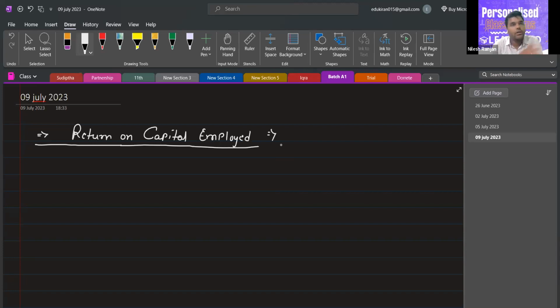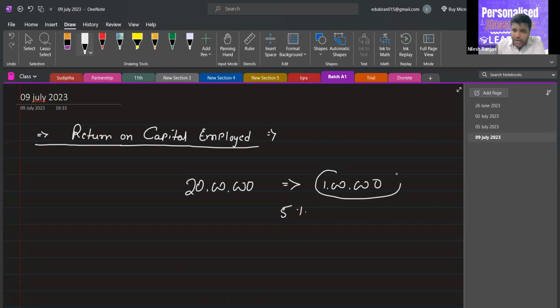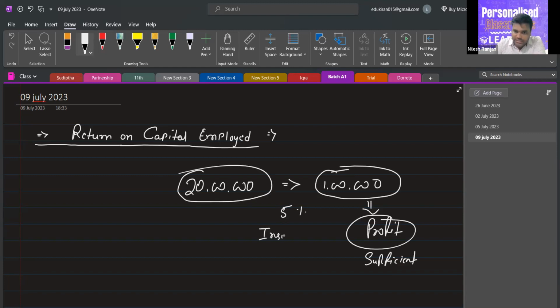Okay. I told you in one of the previous classes that let's say we have invested in business 1 lakh rupees and we are earning 1,000 rupees. So it is very low profit we have. It is insufficient profit. Or we have invested in business 20 lakh rupees and we are earning 1 lakh rupees. So by seeing this 1 lakh rupees in comparison to 20 lakh, it is 5%. But if we talk about only amount, then 1 lakh is a good profit. So by seeing the amount, you can say that it is sufficient. But when we compare it with our capital employed, then it looks like it is insufficient. So that's why we need to know the percentage form of return. Is that clear? Yes, sir.